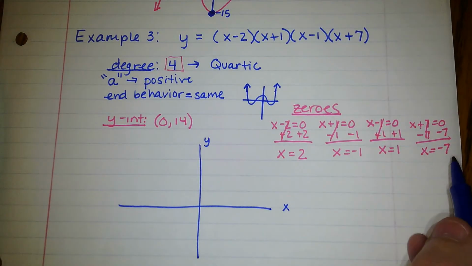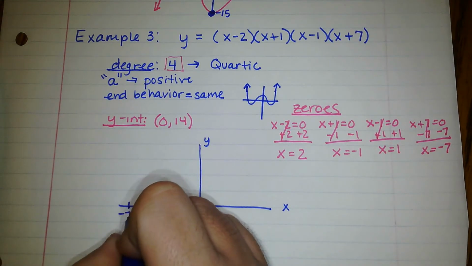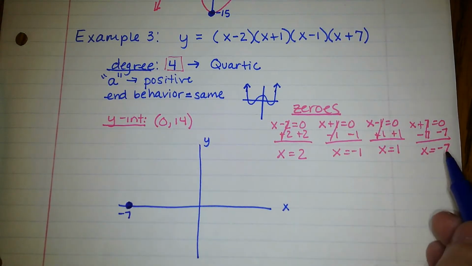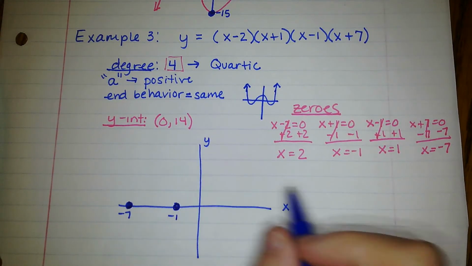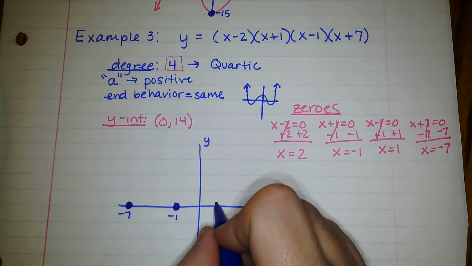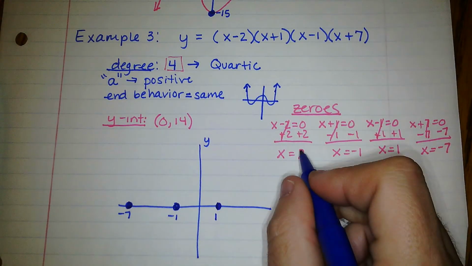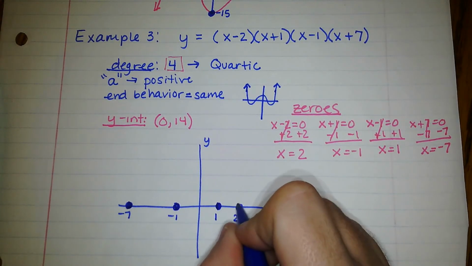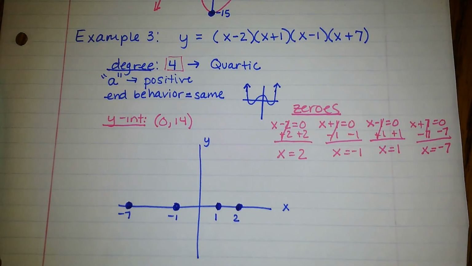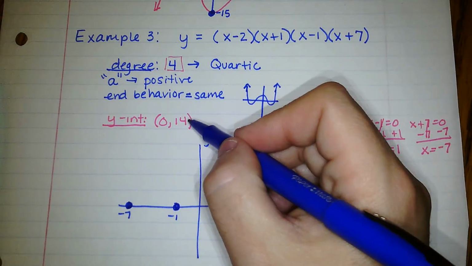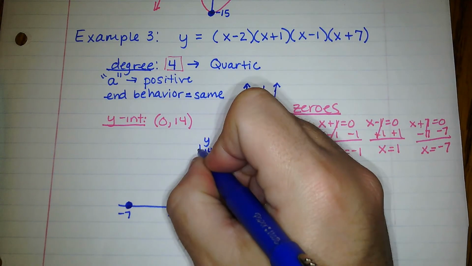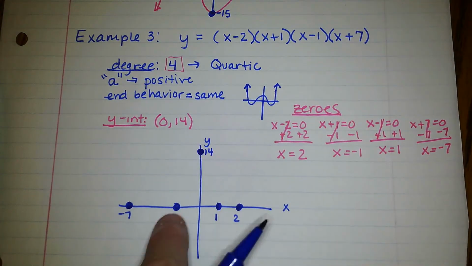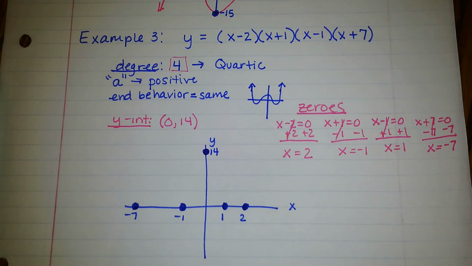So from the leftmost point is negative 7. Then comes negative 1. Then positive 1. And positive 2. Okay, those are our 4 intersection points on the x-axis. Y-intercept is at 0, 14. 14 is positive, so on the y-axis, I want to be up here. Notice all my dots are numbered. Just make sure you label those.